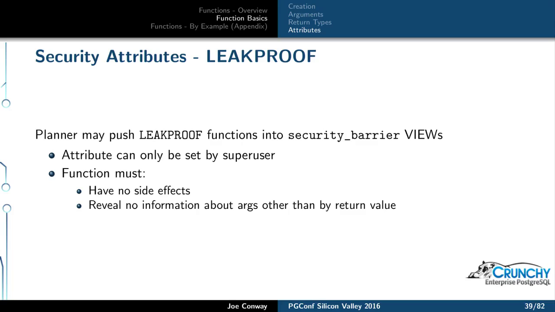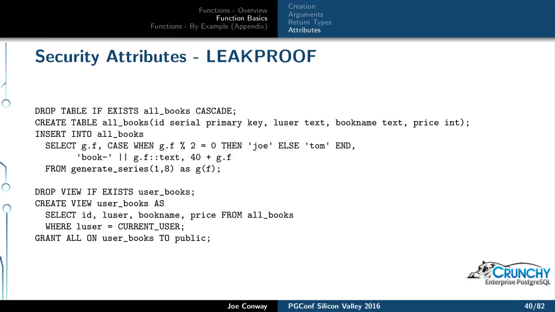The function, this is again like immutable. Postgres is trusting you to do the right thing. So you could lie about this. The function should have no side effects and it should not reveal any information about the arguments other than the return value. So if I have this table, all books, I'm going to fill it up with some data.